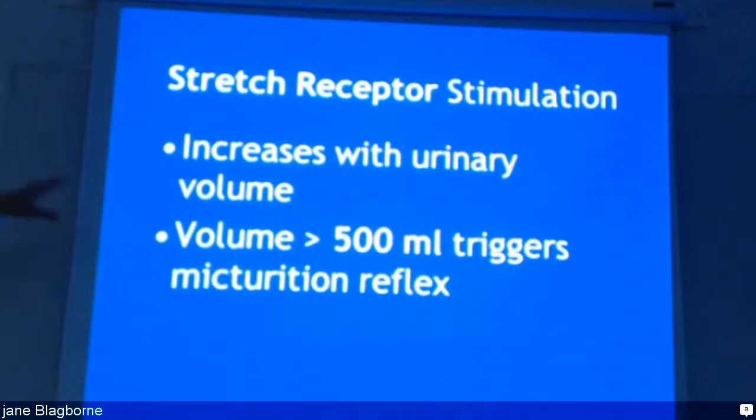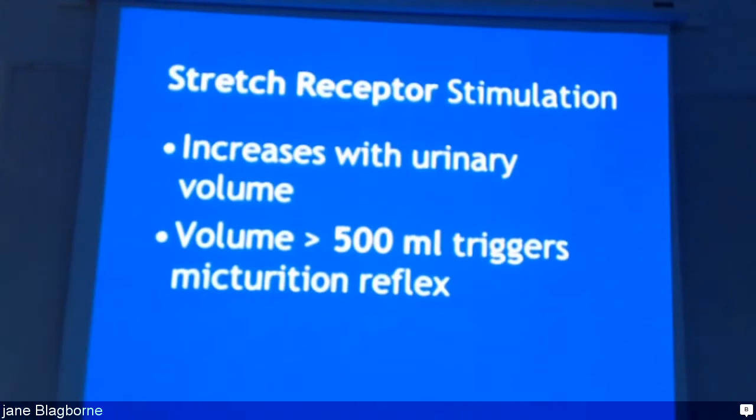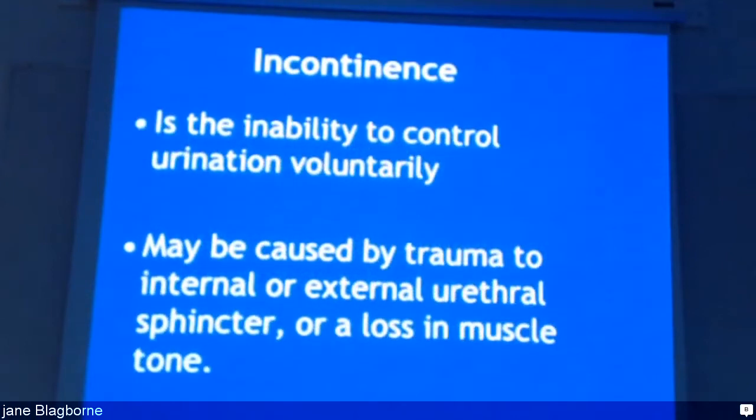So that's quite easy to understand. The stretch is going to increase with the amount of urine in there, and it is about 500 mLs that triggers the reflex. Remember I said 1,000 mLs was a lot? So about 500 mLs triggers the reflex, and that makes a lot more sense. Babies just lack the control because they haven't set up their neural system very well yet. They have immature neurological systems, so they have to wait until those are established before they can learn to go to the bathroom properly. So potty training is not their fault. They have to mature.